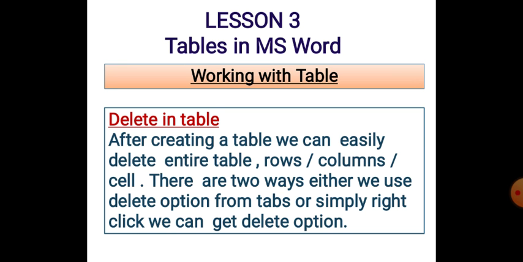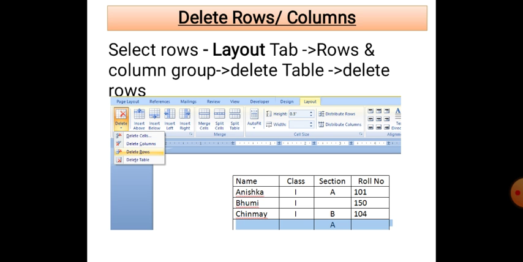First, we can use the delete option from tabs and groups, or we can use the shortcut menu, which means we will right click and choose the delete option. To delete rows and columns, we have to select the rows and columns. We can delete more than one row and more than one column together.